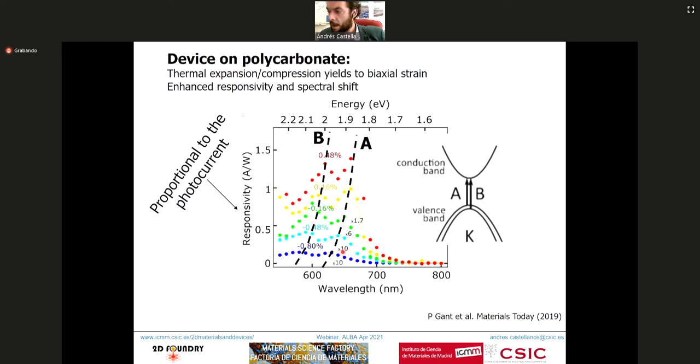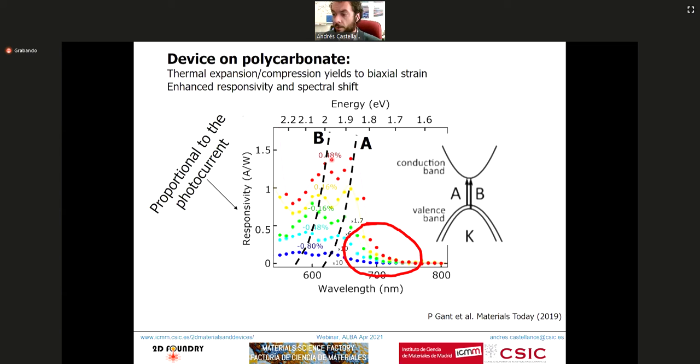And we can see how these peaks change with the strain. Okay, so they shift towards the red when we apply tension. So basically, we are closing the band gap when we apply tension, and we are increasing the band gap when we apply compression. Okay, this is already telling us that we are indeed changing the spectral responsivity of our devices upon strain. So this is already one of the things we want to see.